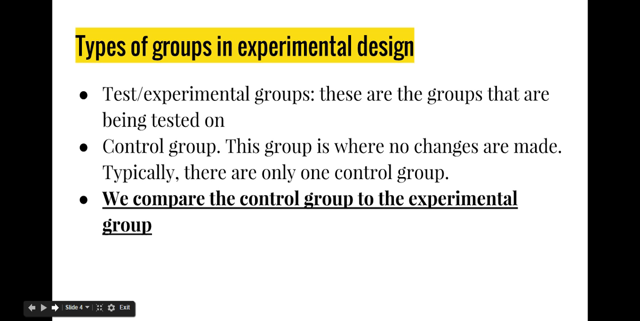Typically, there is one control group, but as you get more advanced in experimental design, you can have more than one control group. But just for this case, typically there's only one control group, and every other group is the experimental group. The point of having two different groups is we compare the control group to the experimental group. That's where we get our results from. If the experimental group is different from the control group, we have to determine what was the factor that changed it. And in this case, the variable, the factor that changed, was the independent variable. That's why we do this.